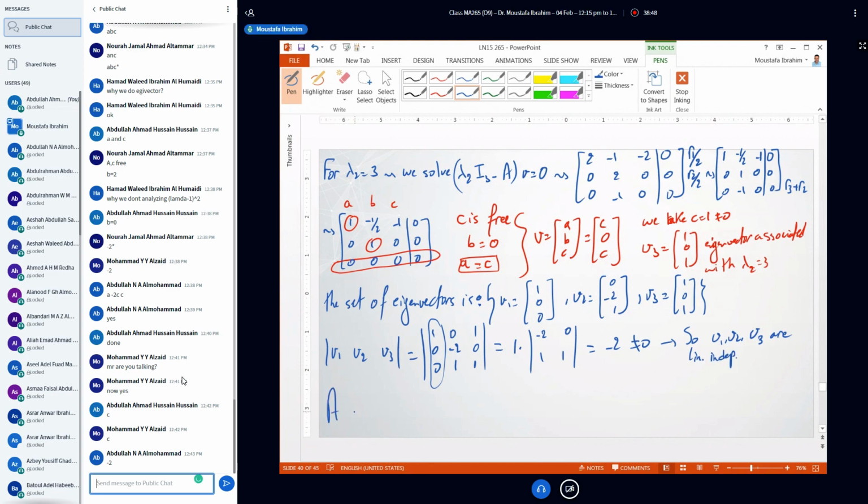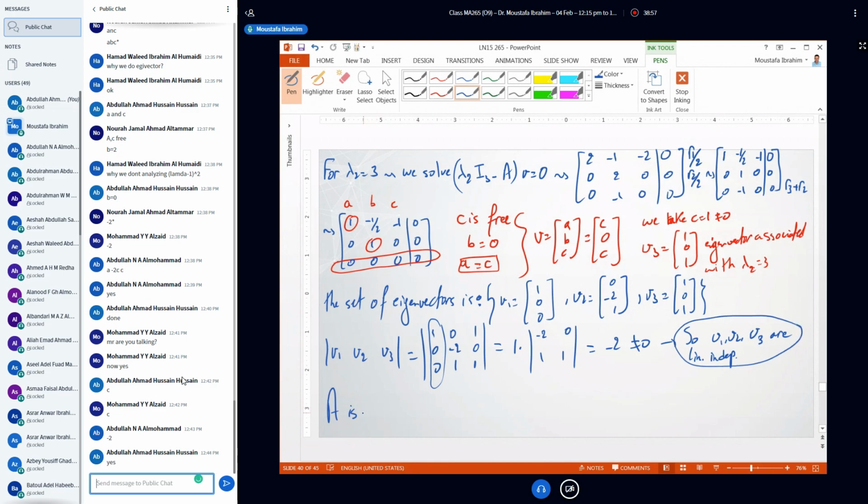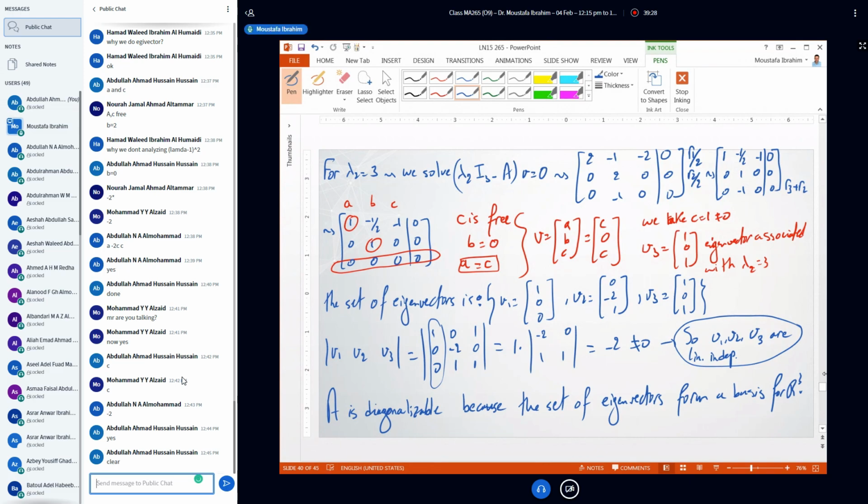Finally, is A diagonalizable or not? Since V1, V2, V3 are linearly independent, it is diagonalizable. Why? Because the set of eigenvectors forms a basis for R3. Understood, guys? Very simple, very easy.